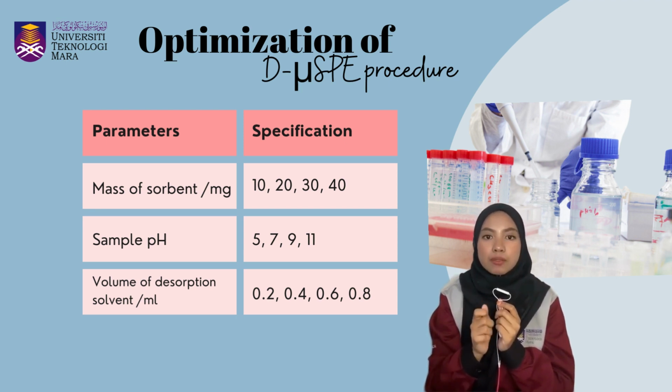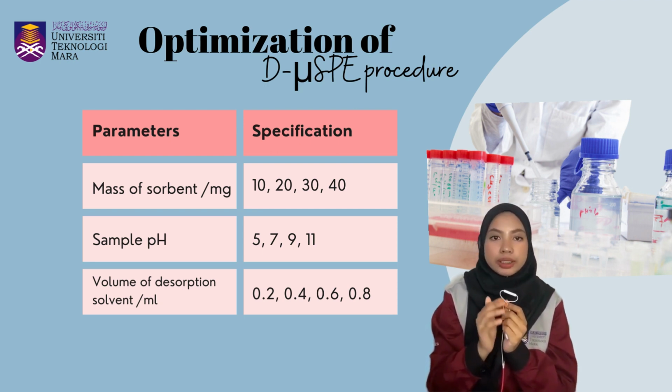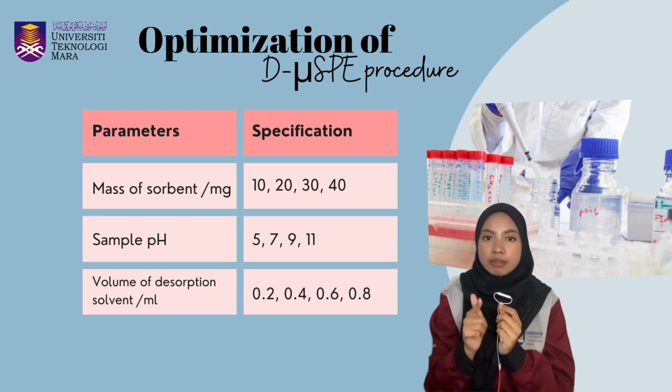First, mass of sorbent was varied from 10 mg to 14 mg. Next, water pH was adjusted to pH 5, 7, 9, and 11. Lastly, volume of desorption solvent was varied to 0.2, 0.4, 0.6, and 0.8 ml.